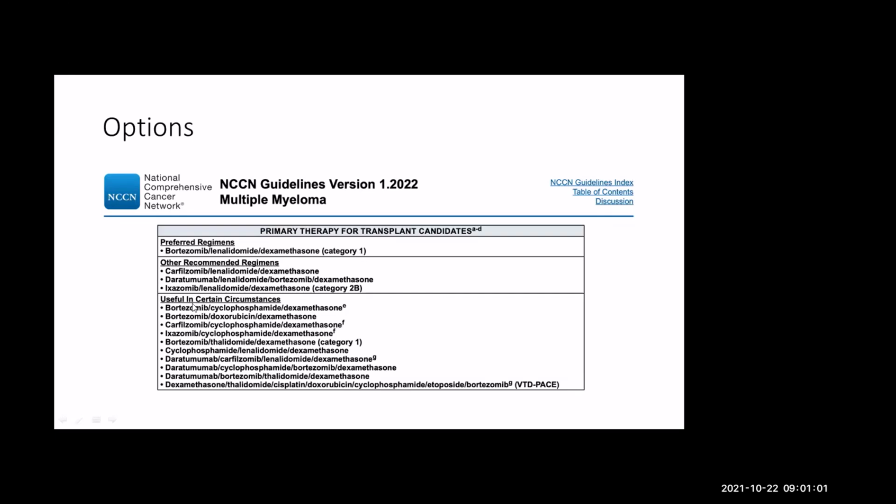The next is alternative second generation proteasome inhibitors. So carfilzomib-based regimens are here. And next, monoclonal antibody-based quadruplets are also there as an option. So we'll see data for some of these regimens.